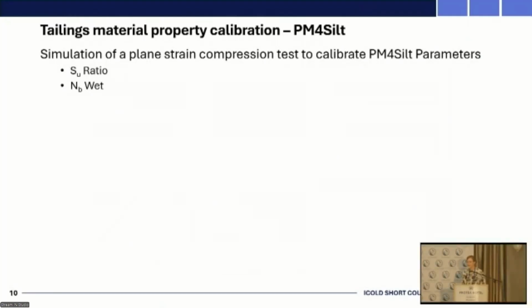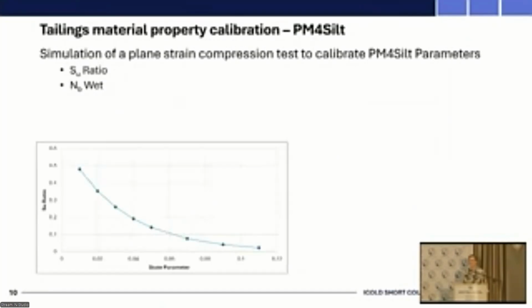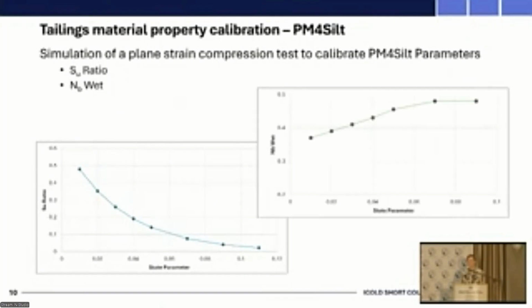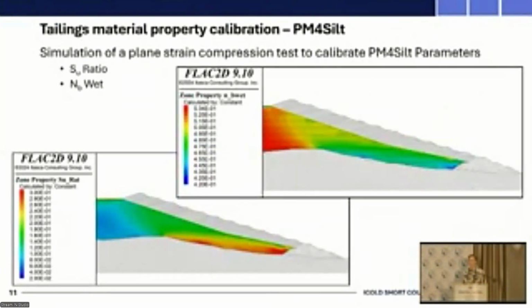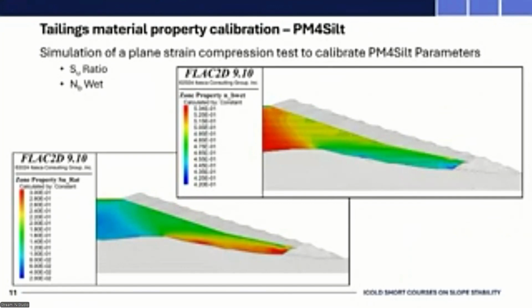All right, so then a derivation of some more PM4 Silt parameters, and we're going to look at two important parameters, Su ratio and Nb wet. Su ratio defines the residual strength of the material, and we can see in this instance that it's not a constant input parameter, it actually varies with the state parameter, so the density of the material. And then Nb wet defines the peak. So we've got Su ratio defining the residual and Nb wet the peak. And we can see that throughout the model, those two input parameters vary according to the state parameter.